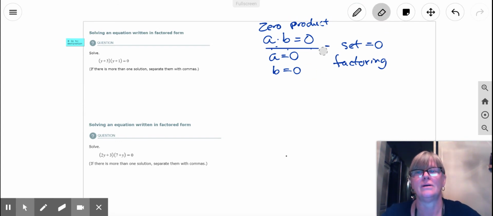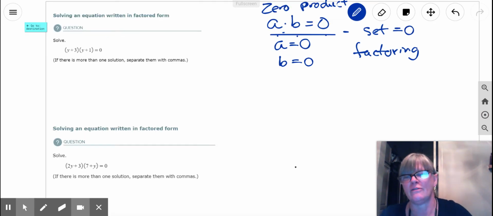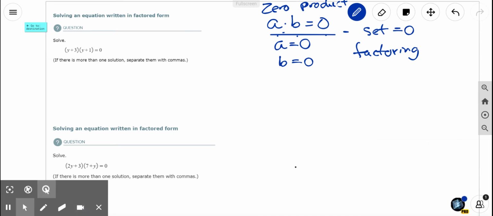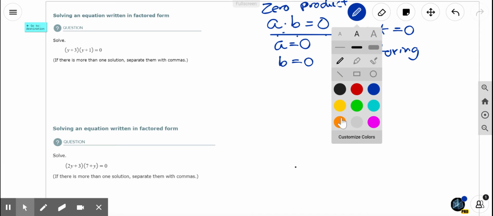Actually, I don't think I will. Let me go back here. I'm going to take off my face. Okay, there we go. All right, so coming back here, change colors.